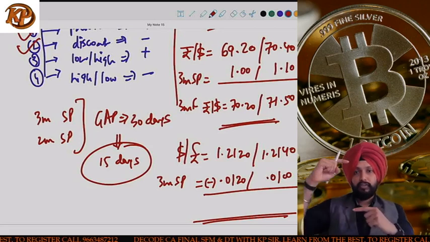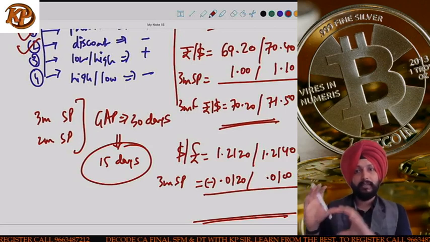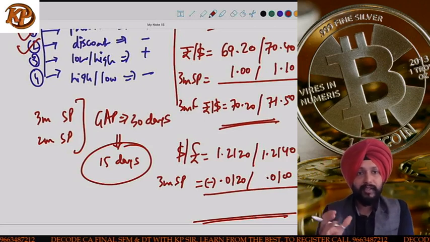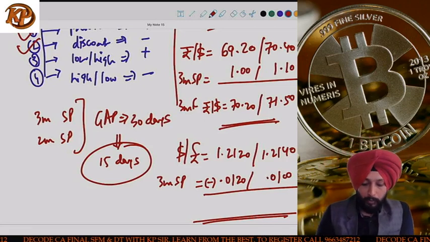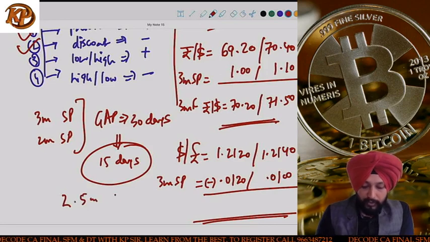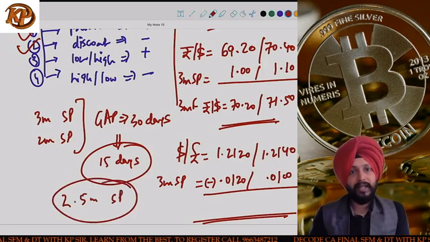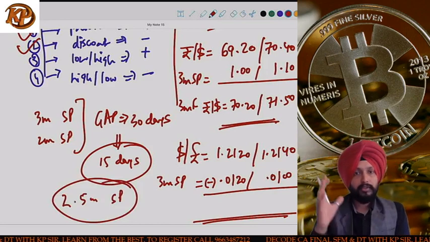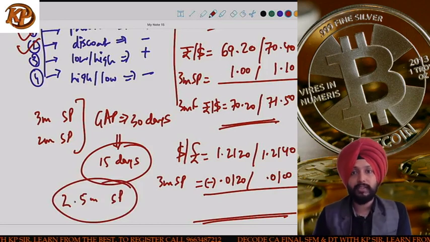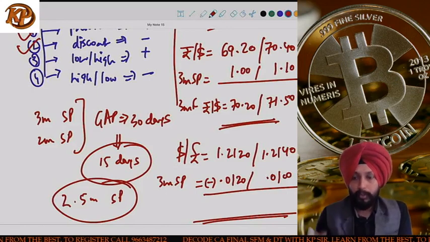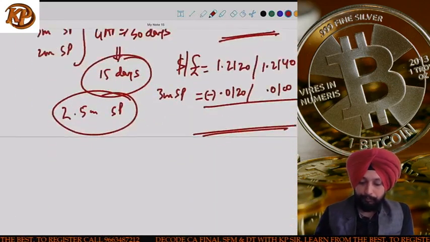So find out the gap between 3 month and 2 month swap points. That gap is representing 30 days gap. Find out the 15 days equivalent gap. That 15 days I will adjust in 2 month swap points. That will give me 2.5 month swap points. Once you have 2.5 month swap points, then adjustment will be same as I have taught you above. This is how guys you have to do the swap points adjustment. Okay, we have done a comprehensive number of sums in the class. Go through them after understanding the concept.